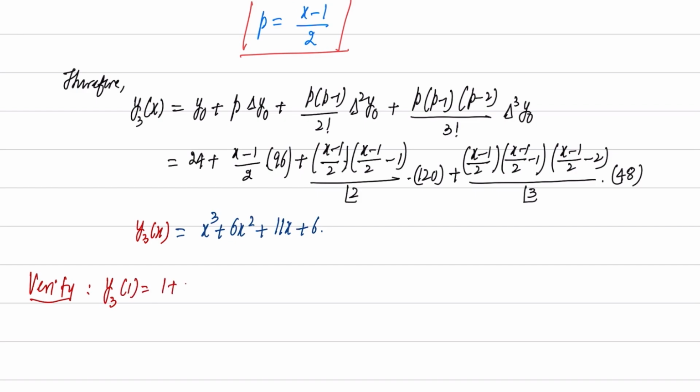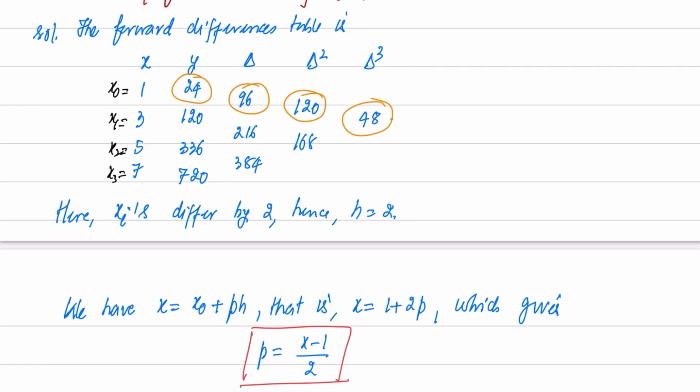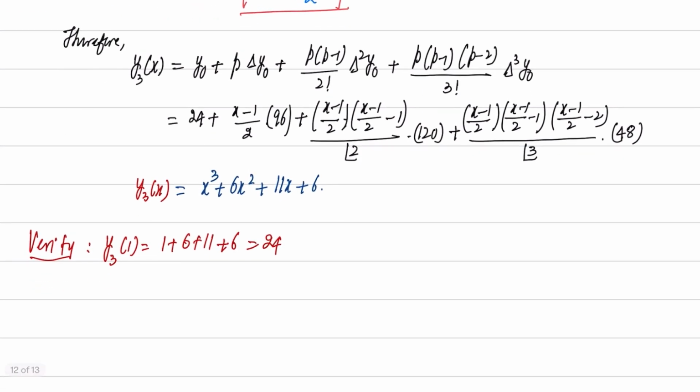That's equal to 1 plus 6 plus 11 plus 6, which is equal to 24. Now let's see what we were given. We were given x naught equal to 1 and y naught equal to 24. So that's the correct value. Similarly, we can verify it for the other values. And now we are asked to calculate y of 2.